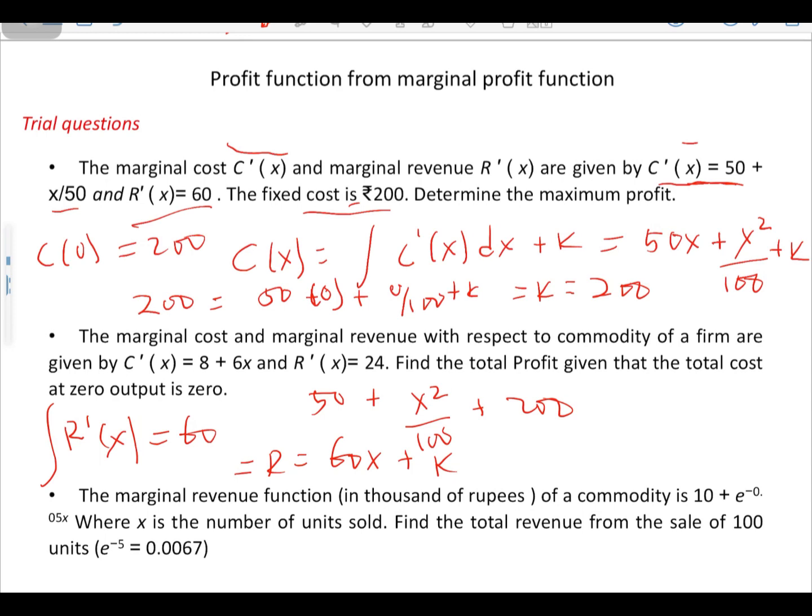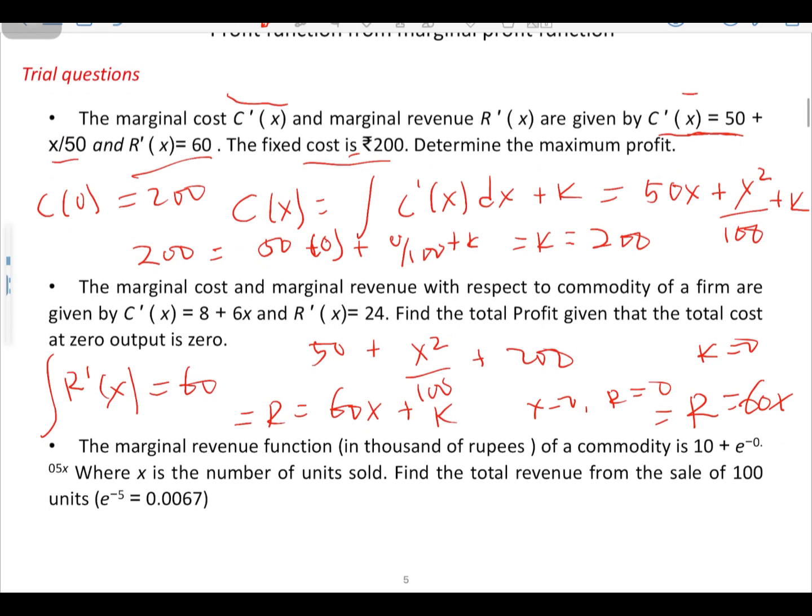And therefore, as I told you earlier on, when you send 0 items to the market, you generate 0 revenue at the end of the year. And therefore, at x equal to 0, your revenue is equal to what? 0. So you can just put it inside and then you are going to get your k equal to 0. So at the end of the day, your revenue function becomes what? 60x. So now you have both your cost function and your revenue function.